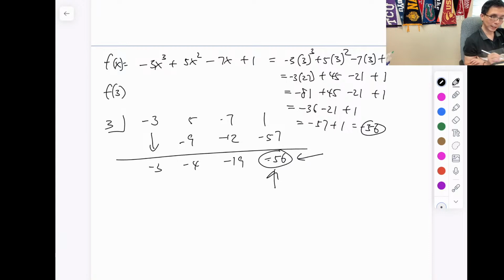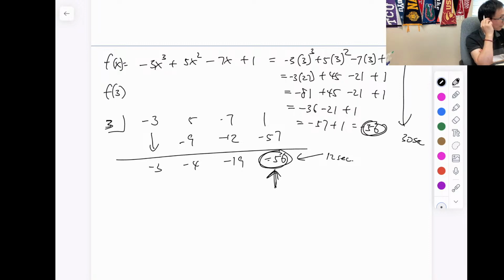But I did remainder theorem. What I did is I did remainder theorem, and I got negative 56, and it takes about 12 seconds. But when I do this, it takes me almost 30 seconds. Do you see the answer is exactly the same? I just do 3 and I do synthetic division.